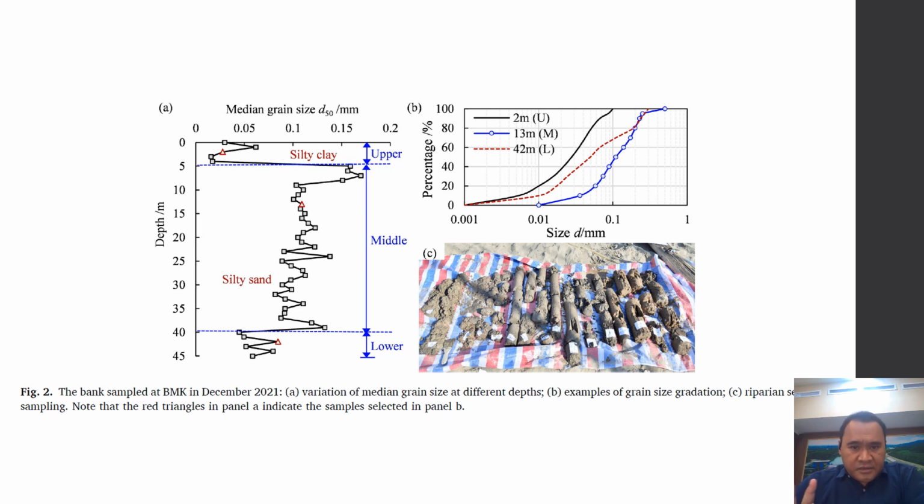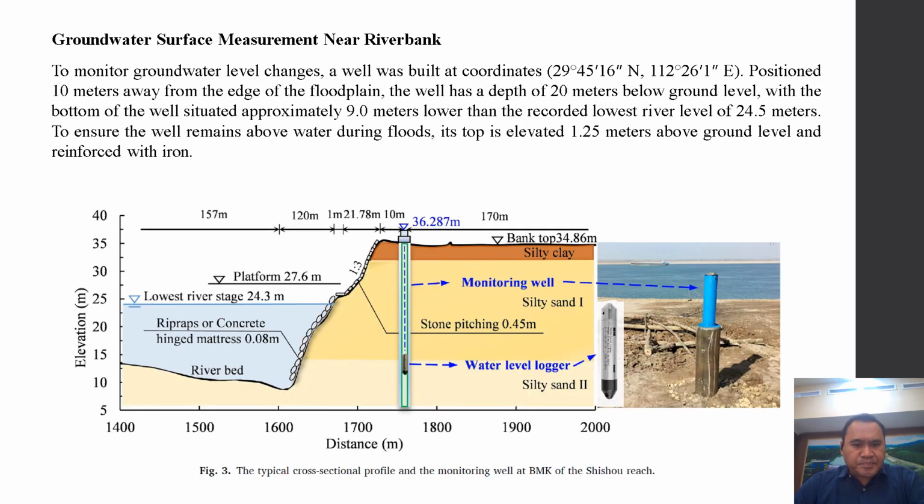This is the graphic and the picture about the data of the silt and clay and the grain size. You can see in the graphic that the middle is silty sand, the upper is silty clay, and the lower is also particularly silty sand.